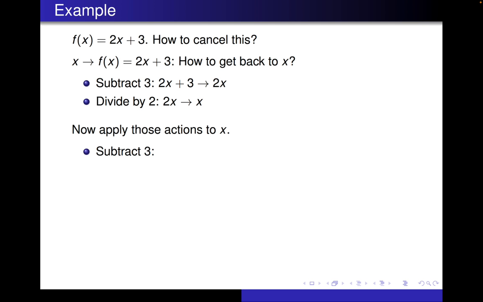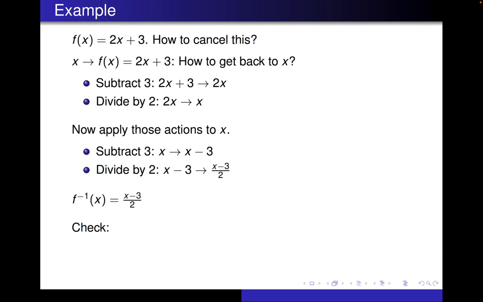So I'm going to first subtract 3. That gives me x minus 3. Then we're going to divide by 2. And that gives me x minus 3 over 2. Which means that my f inverse of x, at least I believe it to be the case, is x minus 3 over 2. All right, I should check it though, just to make sure.